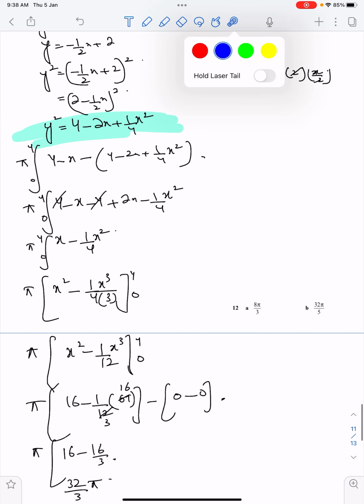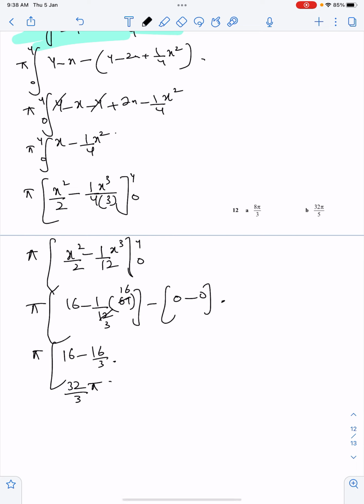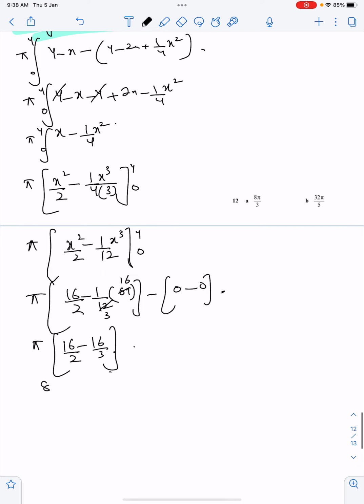Okay, I made a minor mistake here while I was going through the integration process. X square upon 2, I had to write 2 here. Now, just applying the boundaries here, this will become 16 upon 2 minus 16 upon 3, which is giving me 8 minus 16 upon 3. It is 8 upon 3 pi. So, this is the correct answer for volume, unit cube, for the first part.